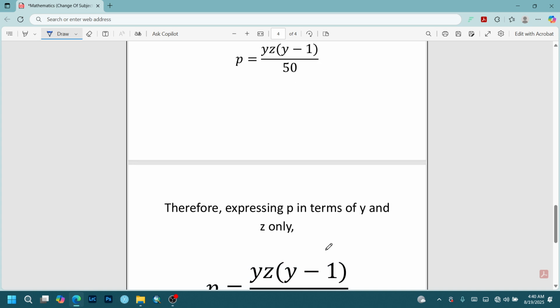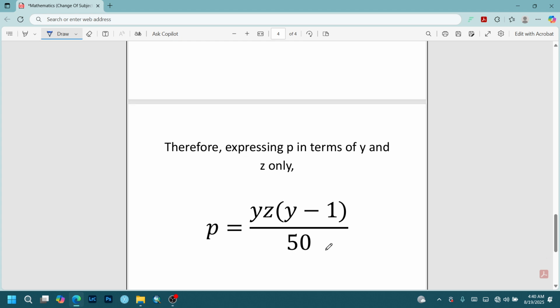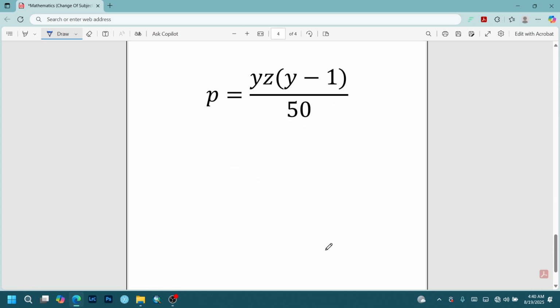Therefore, expressing p in terms of y and z only, right? That is making p the subject of the relation: p equals the fraction z multiplying y minus 1 over 50, right? So that's our final answer.